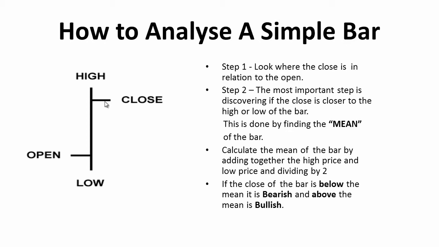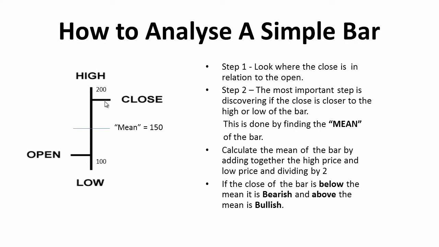Calculating the mean of the bar, you add the low price and the high price and you divide by 2. If the close of the bar is below the mean, it is a bearish bar. If it is above the mean, it is a bullish bar. Let us look at an example.